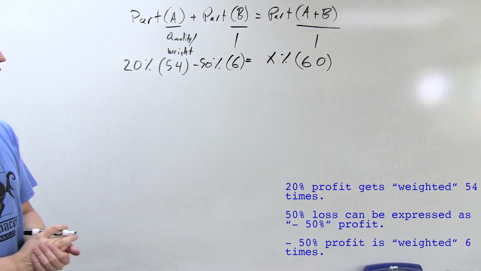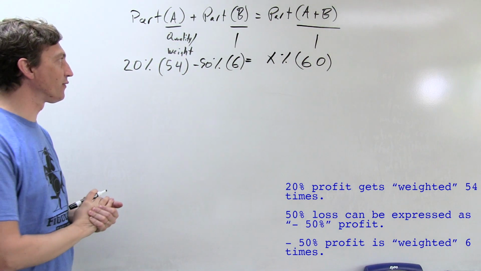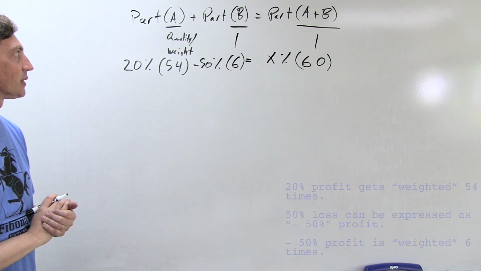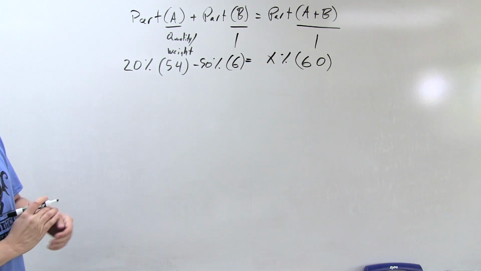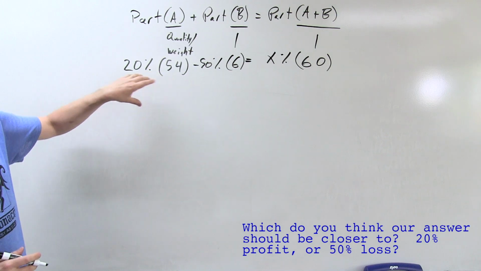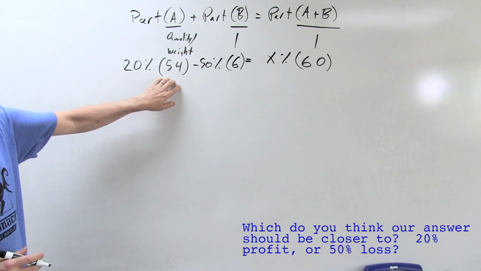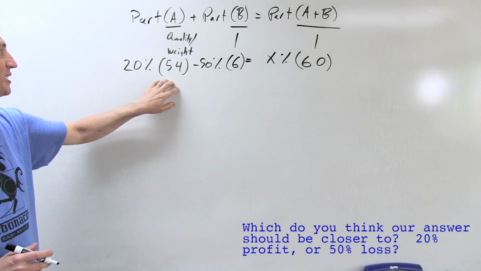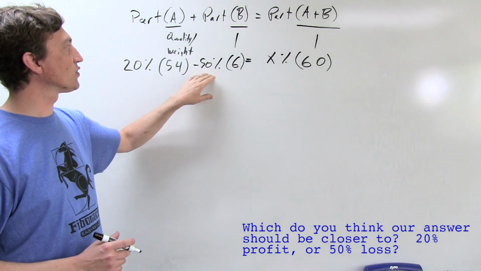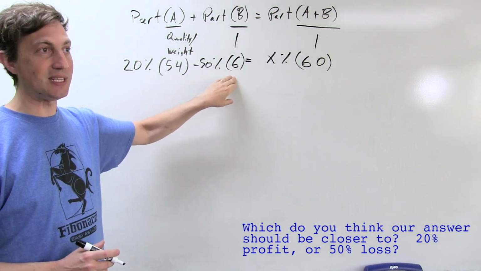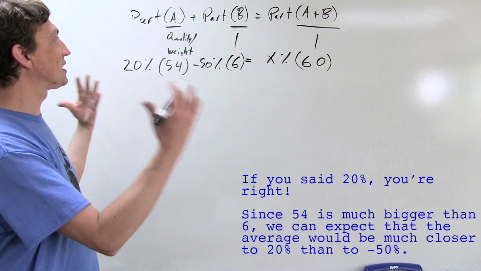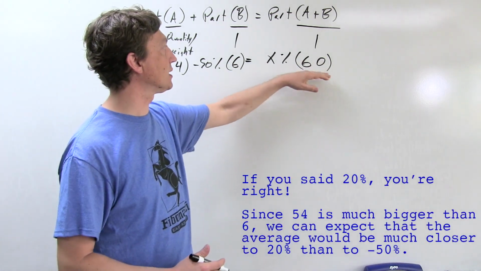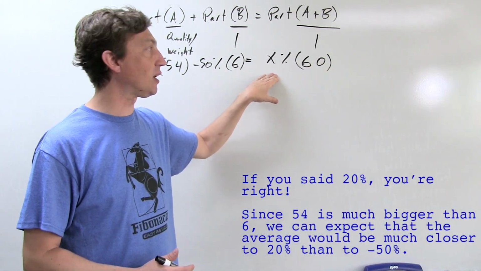And now I've got a one variable equation I can just solve to get an answer here. This is how the weighted average formula works. It's saying, let's take this 20 and prioritize it 54 times. Let's take this minus 50, and let's only give it 6 priorities. And then together that's going to balance out and get us some weighted average profit or loss on the whole group of 60.